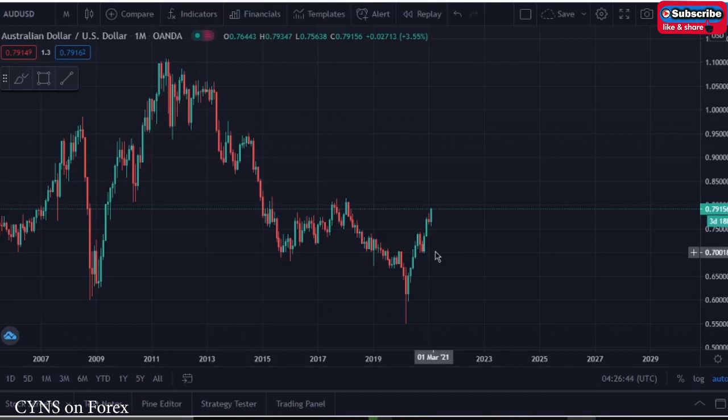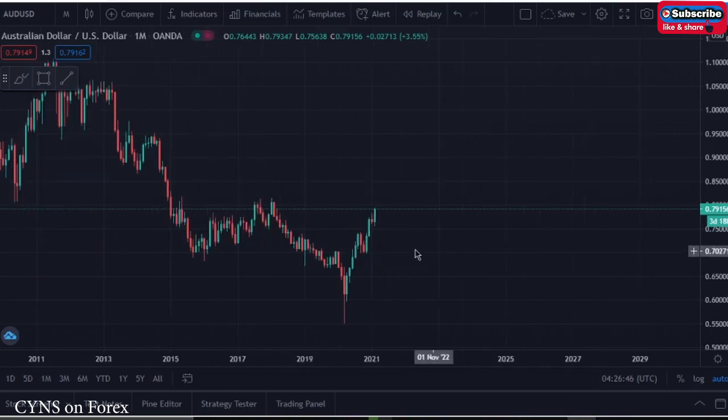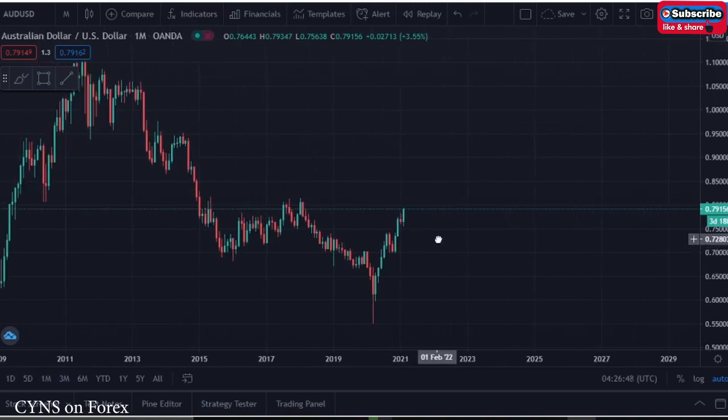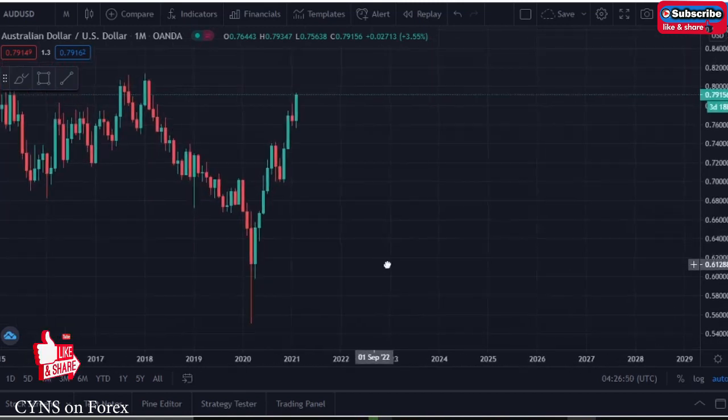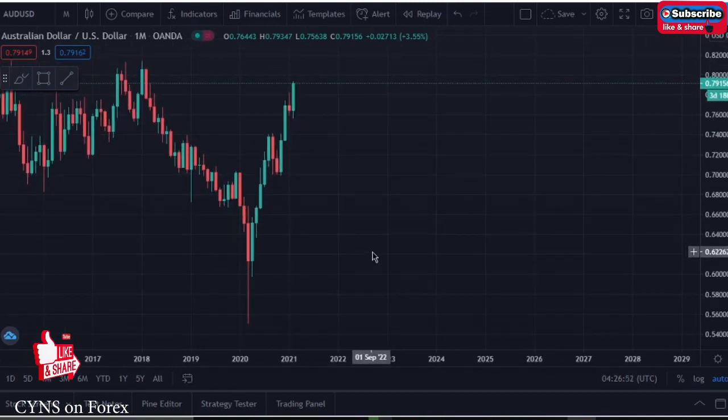By the end of the video, by using the combination of our technical and order flow perspective, we will be able to understand where the best probabilities are for the next movement on AUD USD. Okay, let's jump into the chart.